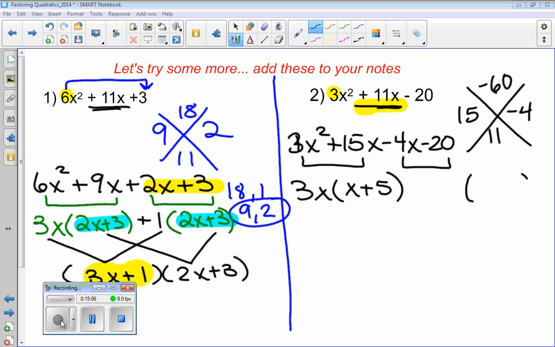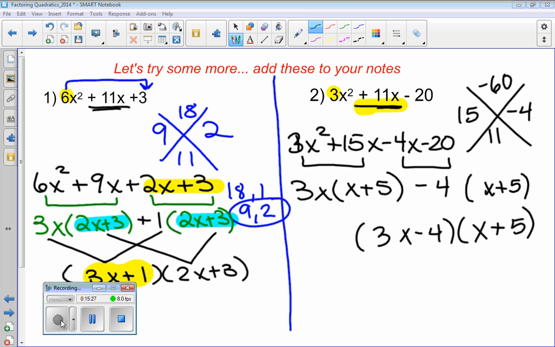What do I know has to be the factor over here? X plus 5. And the number that goes in the front, not just negative 4. So my two factors, you had a 4x though. 3x minus 4 and x plus 5 are the factors. Okay?